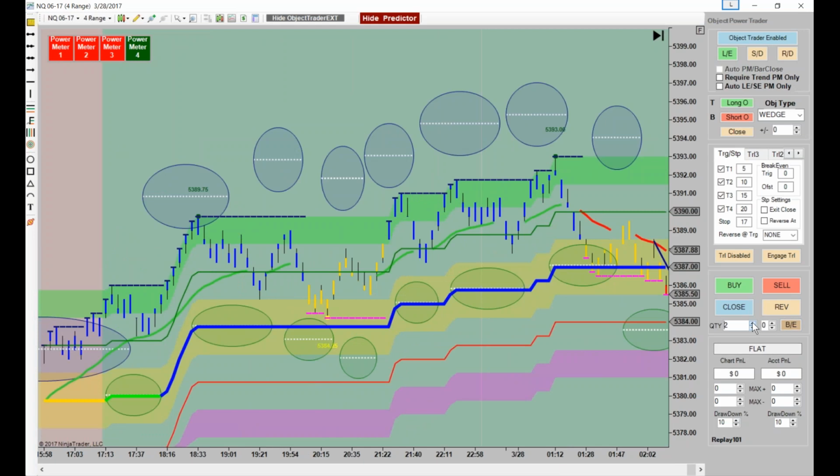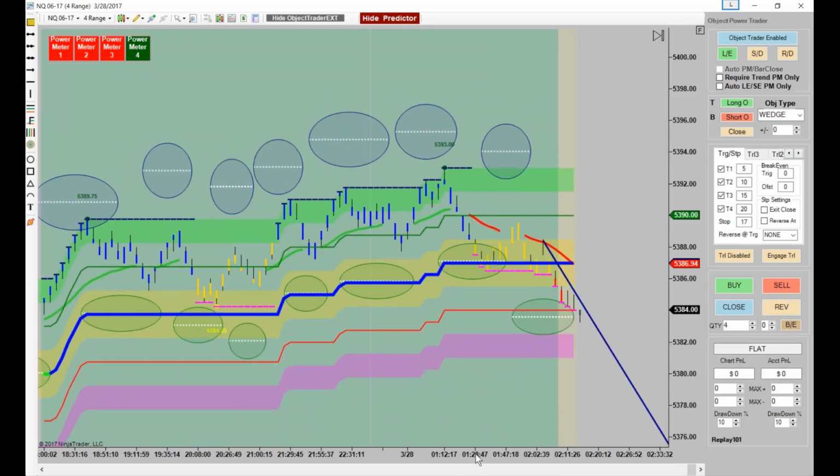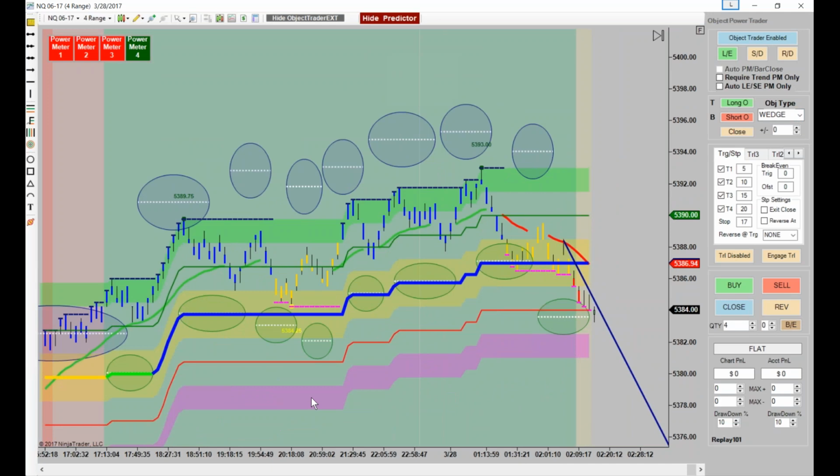All right, and then I'm going to go ahead and take a few. And hopefully this is going to do exactly what I said it was going to do. We drew the wedge after a bar had closed. And so let's see if it'll fire. If it doesn't, keep heading down.